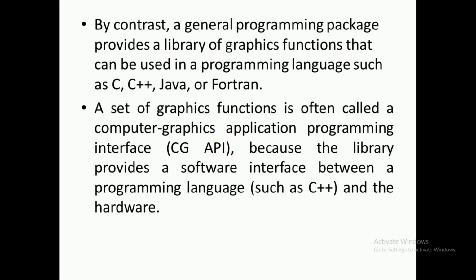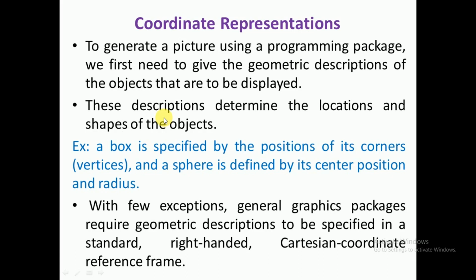If that interface is not there, then your hardware may not understand those APIs, because the library provides a software interface between the programming language such as C and the hardware. There are libraries available. Use those libraries which act as the interface between your software and the hardware. Then you can write your own program. Then you can draw whatever image you want. That image can be drawn through your program, not by special purpose programming. This is a general purpose programming language.